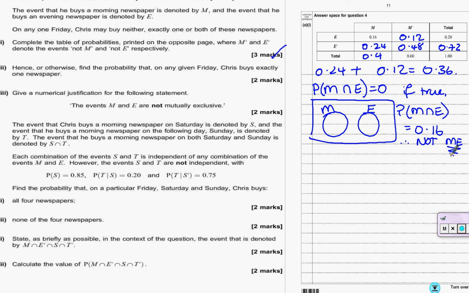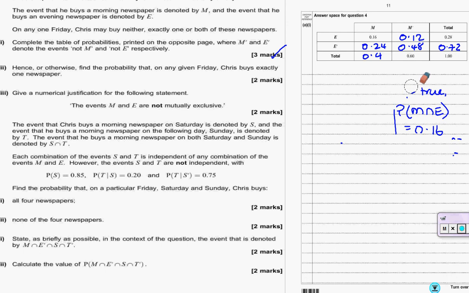Next bit can get a bit confusing, so I'm just going to try and get rid of this because we don't need it. Okay, so you have now introduced two other factors, Saturday morning and Sunday morning, with letters that don't make sense, S and T. Find the probability that you buy all four. So the first two are independent of the other two, but S and T aren't independent. So you're going to buy Friday morning and Friday evening, so you got that. You're also going to buy Sunday and Saturday, so you want to add to that.